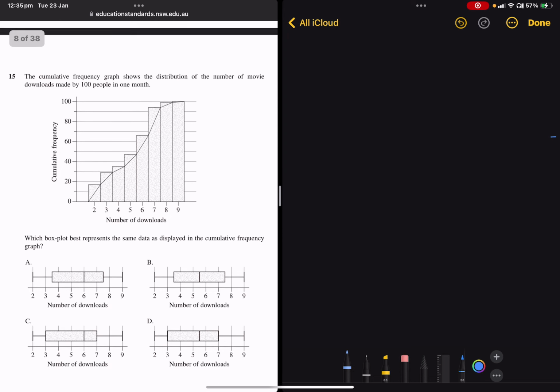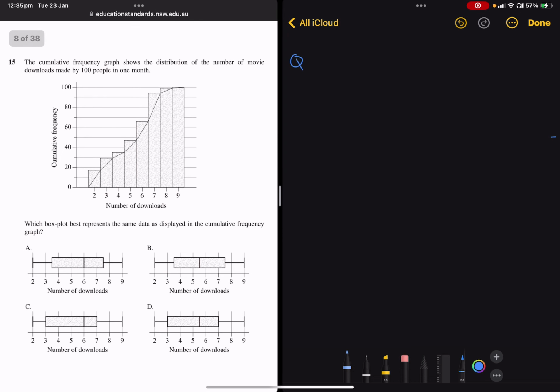Now, the last question in this set, question 15. The cumulative frequency graph shows the distribution of the number of movie downloads made by 100 people in 1 month. Which box plot best represents the same data as displayed in the graph? Okay, so we're just going to draw our own box and whisker plot by finding the numbers at the quartiles.